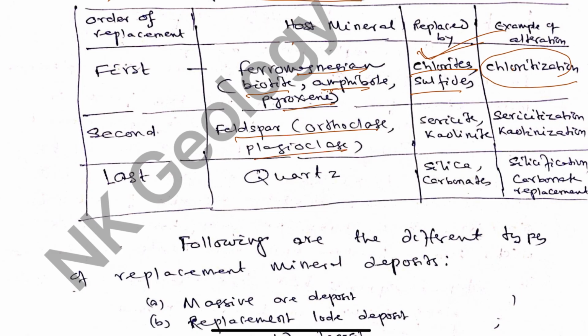In the second phase, the feldspars, orthoclase and plagioclase, are found to be replaced. First ferromagnesian minerals, then silicates. They are replaced by sericite and kaolinite. The process is called sericitization and kaolinization. It takes place in the second phase. In the last phase, the rock is replaced by silica and carbonates. The process is called silicification and carbonate replacement.